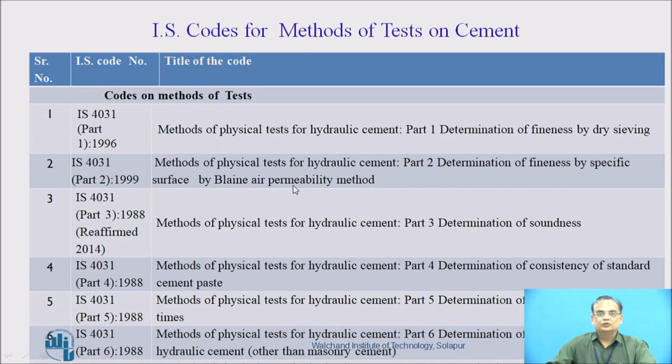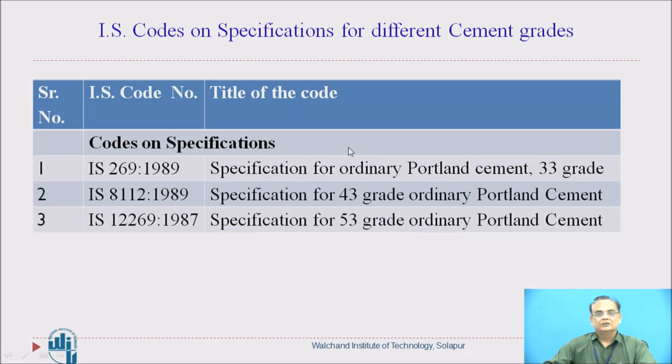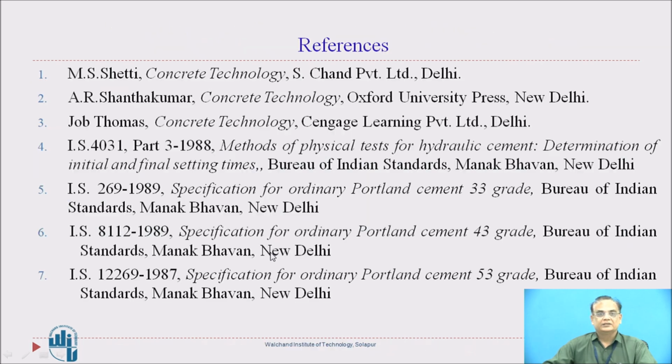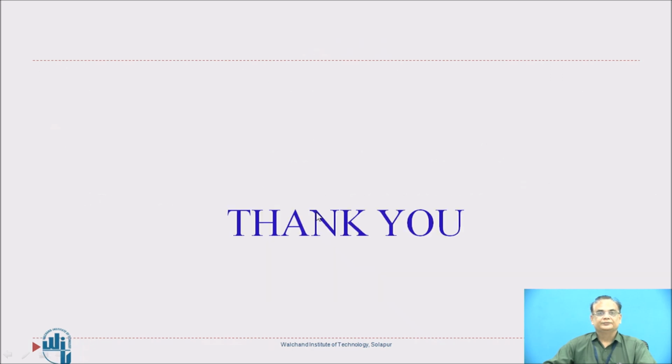These are the IS codes for different tests on cements. For the soundness test particularly, IS 4031 Part 3, 1988, which is reaffirmed in 2014, is used. These are the codes for specifications of 33, 43 and 53 grade cements. These are the references for today's session. Go through this. Thank you.